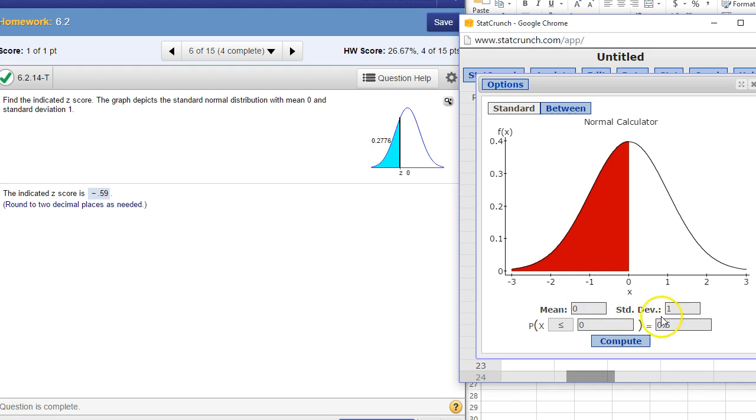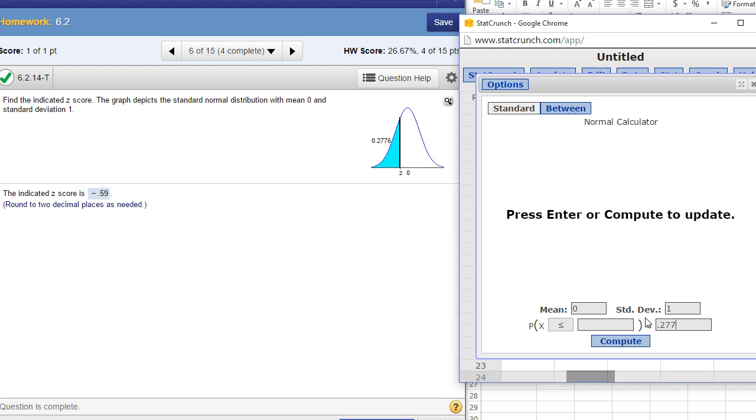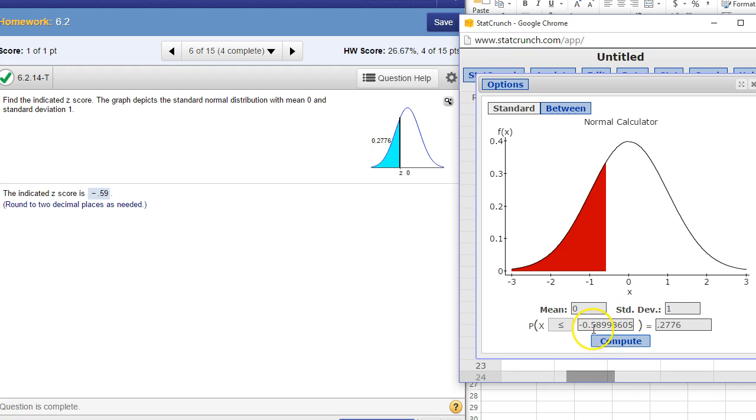The mean and the standard deviation are 0 and 1 still, because we're in the standard normal. What I need to do here is tell it the area. This is the area to the left, so I select this because it's area below. I don't know this number, but I'm going to plug in this area, 0.2776. Notice as soon as I type this in, this became the thing I didn't know, so this is what it will compute when I click compute. There's what it comes up with, negative 0.5899, which is the same thing that we came up with before.